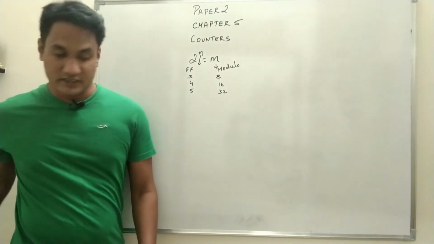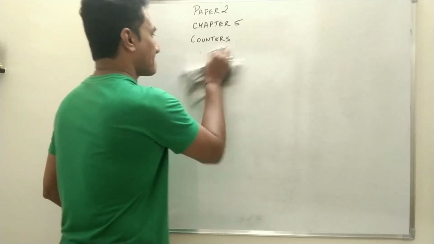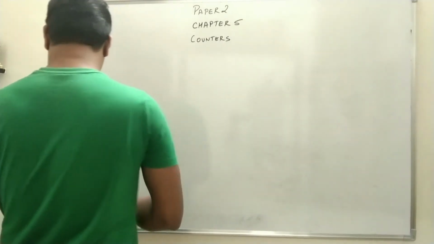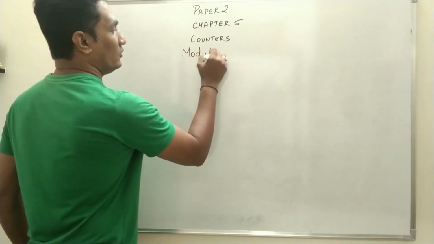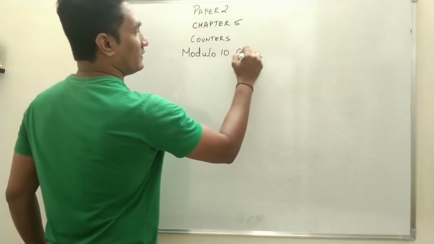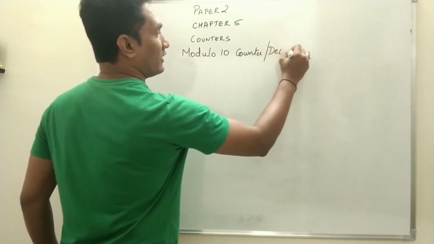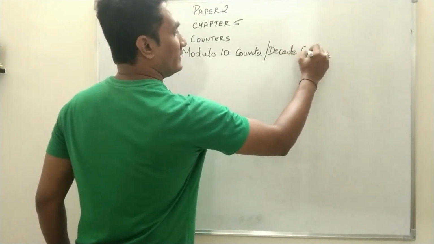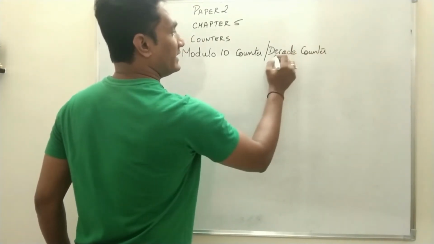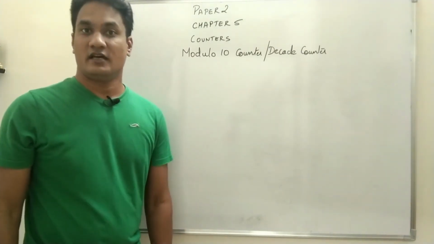Suppose you have been asked to design a modulo 10 counter. The same circuit is also called a decade counter. Decade means 10 discrete states it should have.